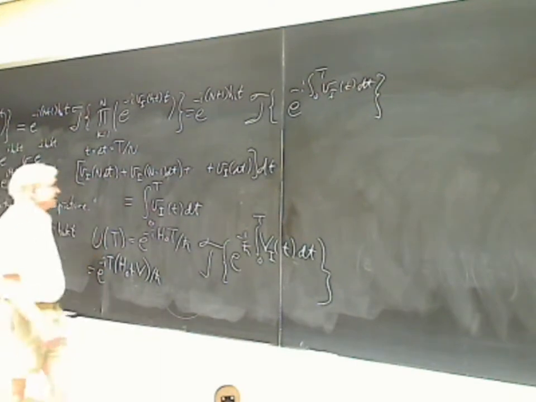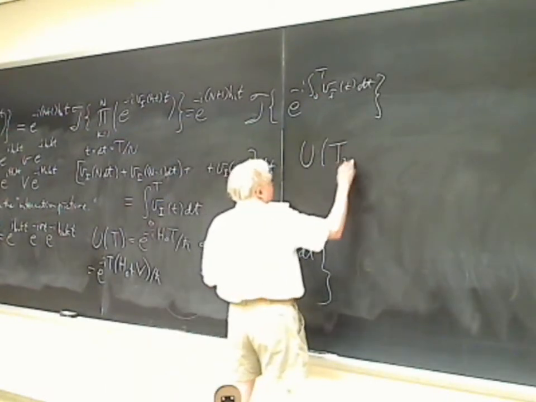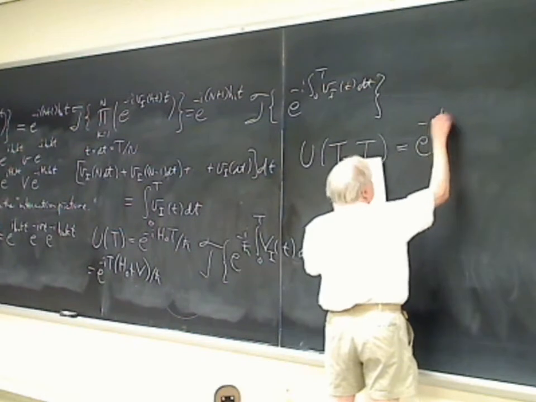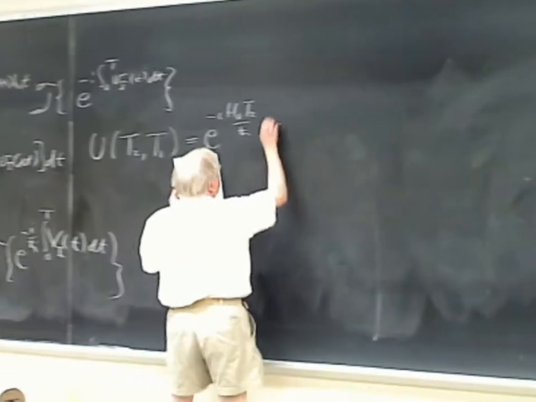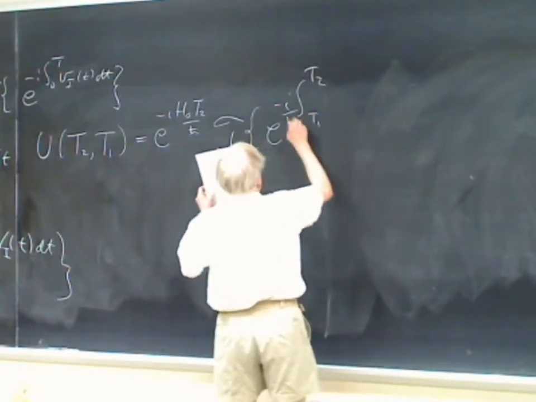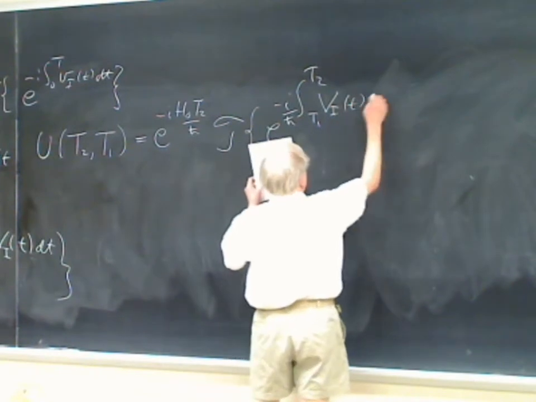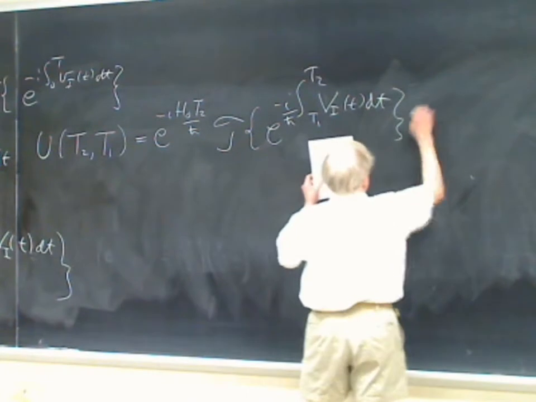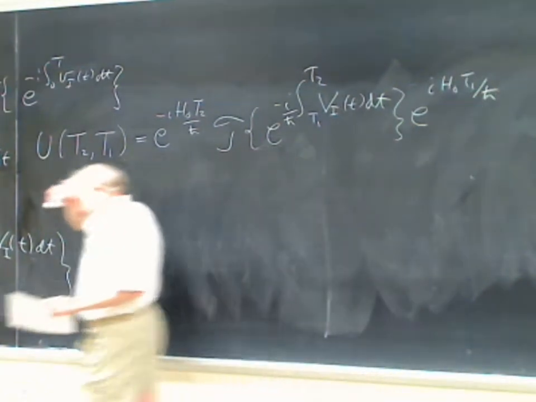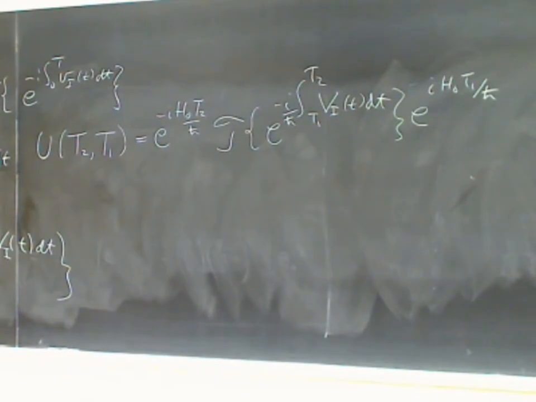Now, let me write down the more general formula. U from t1 to t2. If we had done it this way, we would have e to the minus i H0 t2 over h bar, times the time-ordered product of e to the minus i over h bar integral from t1 to t2 of V_I of t dt. And then down here we have e to the i H0 t1 over h bar. So in this case, we would get two factors of the H0, one in and one out. Okay, so the useful thing here is that we factored out the H0s.